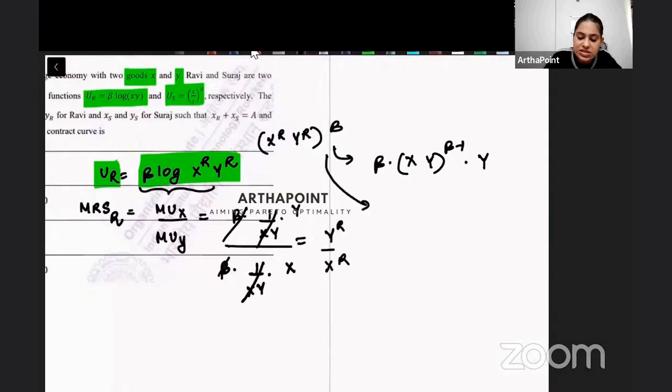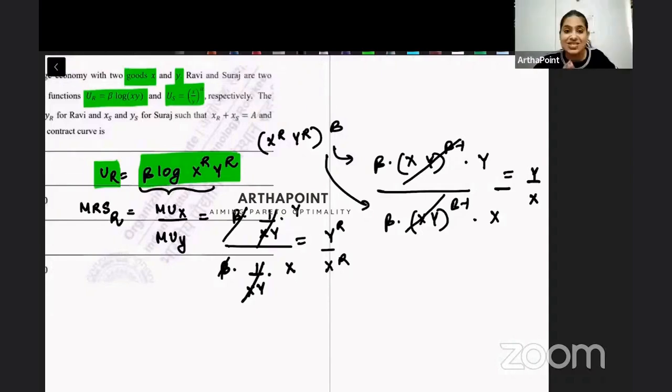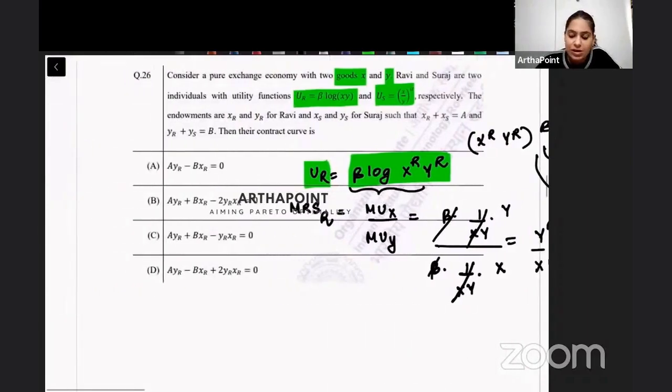Now do this one once: it will be beta xy to the power beta minus 1, and differentiation of xy with respect to y gives x. When you divide these two, from here also the MRS will be y by x. So what I mean to say is, whether you find MRS using method 1 or method 2, you will get the same answer. It is not going to change. It's the same thing. Okay, so I've just found the MRS for individual R.